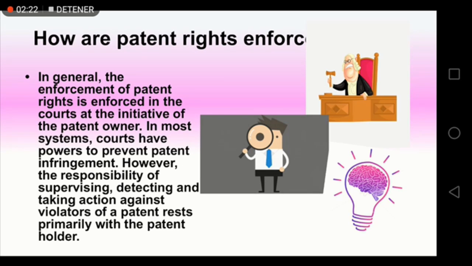How is a right enforced? In general, patent rights are enforced in court at the initiative of the patent's owner. In most systems, courts have the power to prevent patent infringement. However, the responsibility of supervising, detecting, and taking action against violators of a patent rests primarily with the patent holder.